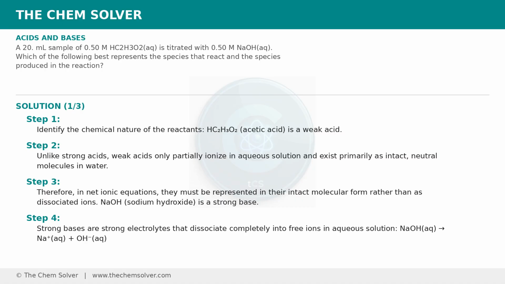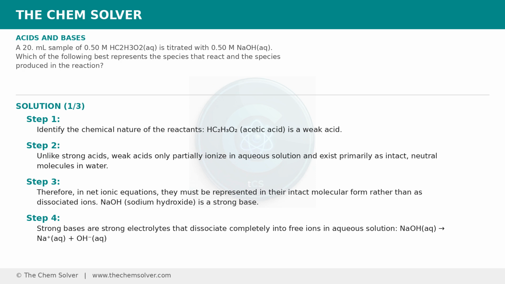Identify the chemical nature of the reactants. HC2H3O2, acetic acid, is a weak acid. Unlike strong acids, weak acids only partially ionize in aqueous solution and exist primarily as intact, neutral molecules in water. Therefore, in net ionic equations, they must be represented in their intact molecular form rather than as dissociated ions.